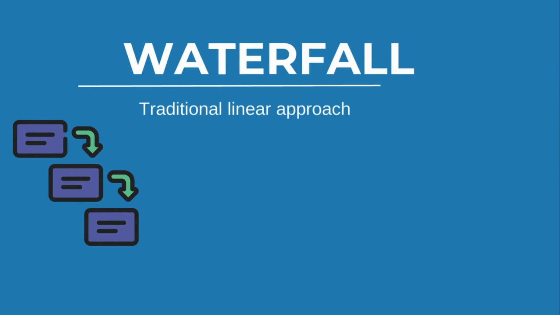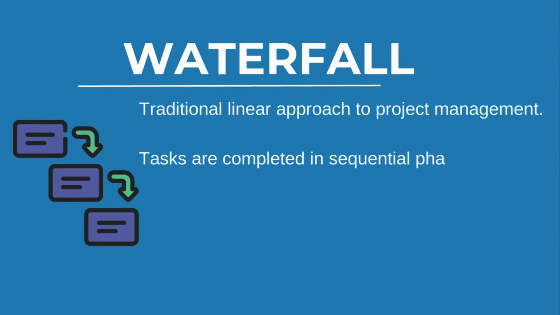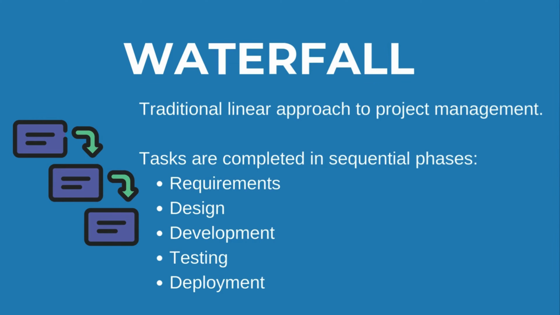Let's start with a quick definition of each method. Waterfall, a traditional linear approach to project management. Tasks are completed in sequential phases: requirements, design, development, testing, and deployment. Once each phase is finished, you typically don't go back. For example, think of building a house. You can't install the roof until the foundation and the walls are done.